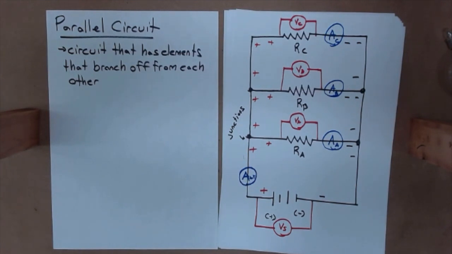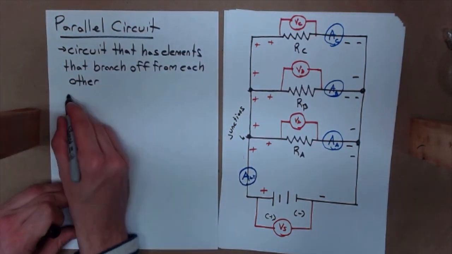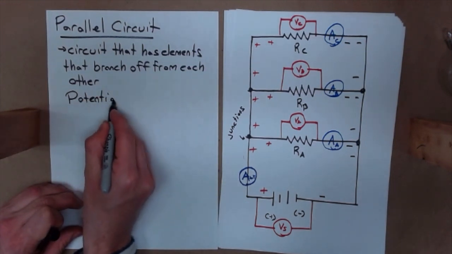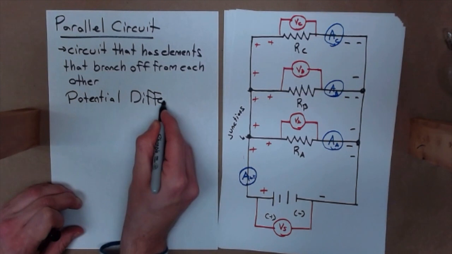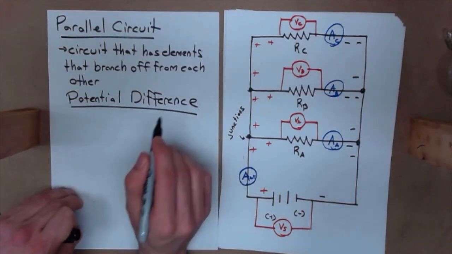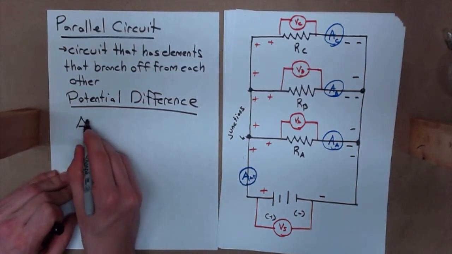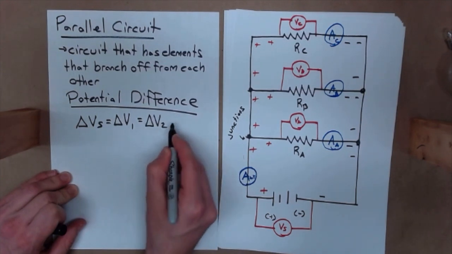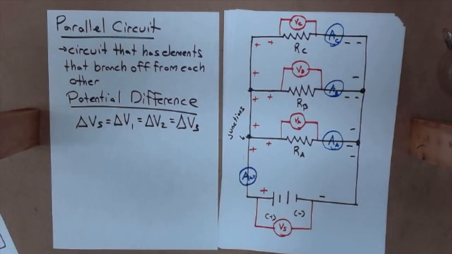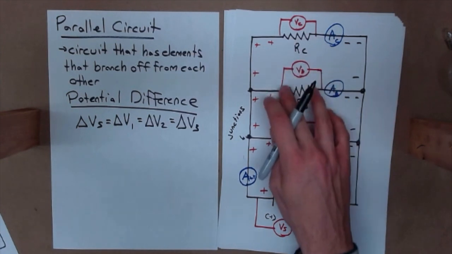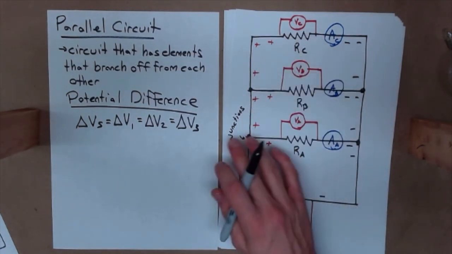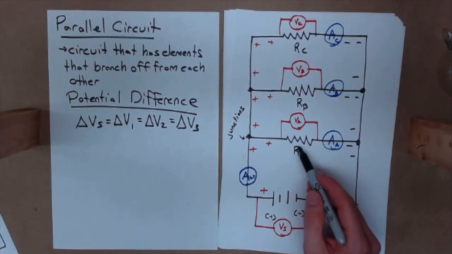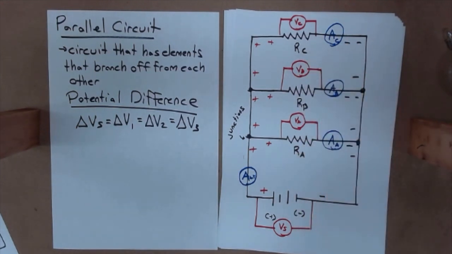And so when we're talking about parallel circuits, if we want to talk about potential difference, right? I can say that the potential difference of the source is equal to the potential difference of 1, equal to the potential difference of 2, equal to the potential difference of 3. And that's my first equation for parallel circuits. The potential difference across each element in parallel with each other is equal to the other elements. And in this case, the battery is in parallel with resistor A, parallel with resistor B, parallel with resistor C.